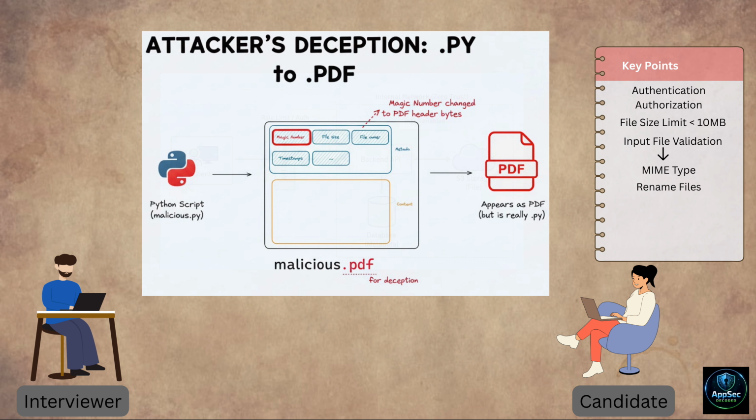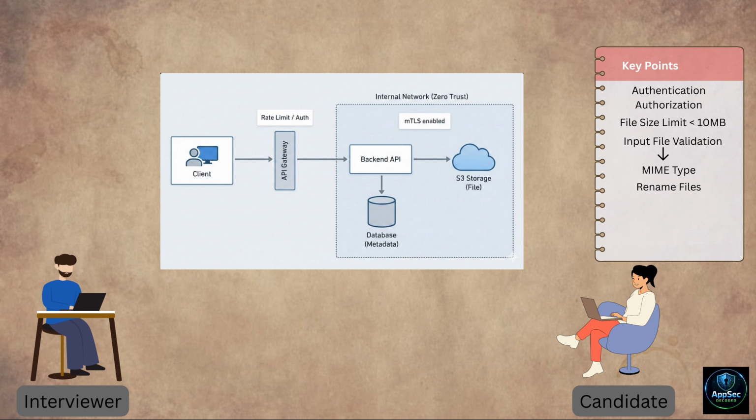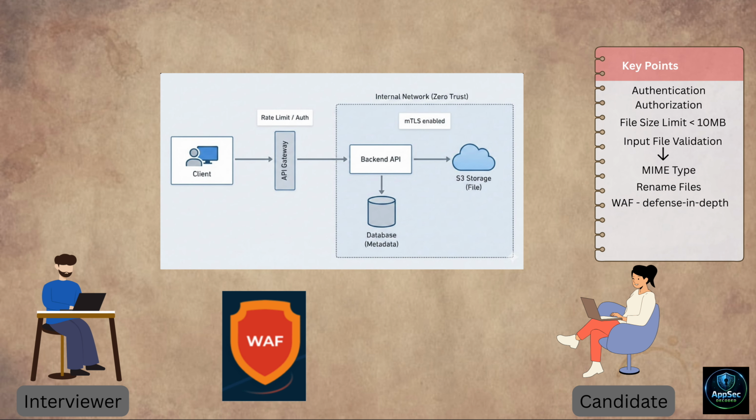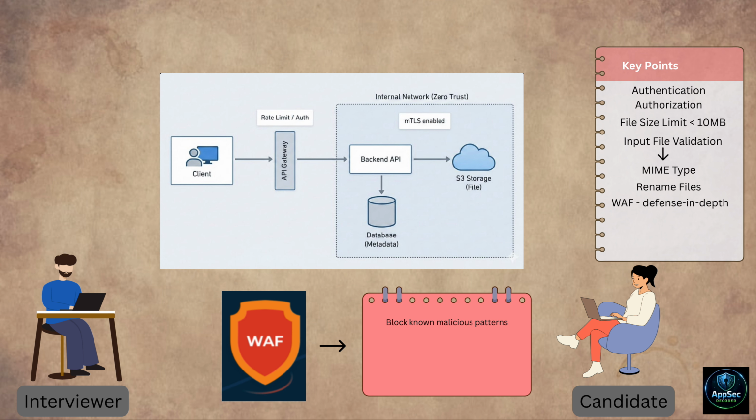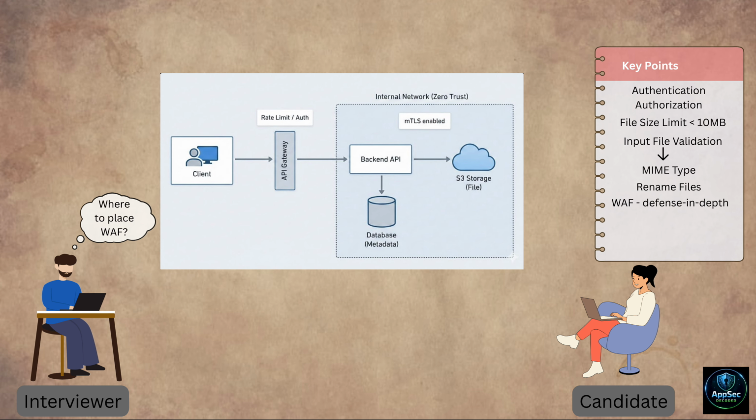Why do we need to check MIME type? Why not rely only on file extensions? Because attackers can rename malicious files, hence validation must happen server-side. Sounds fair. A web application firewall can also sit in front of the application to block known malicious patterns, to rate limit abusive upload attempts, to detect common payloads.